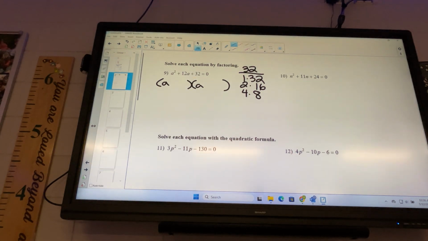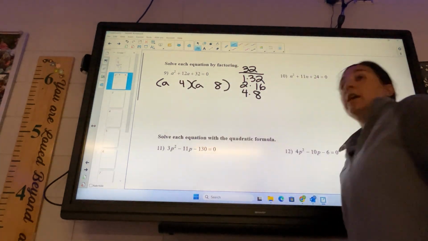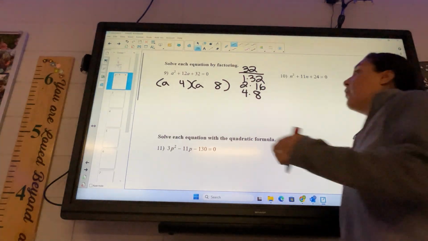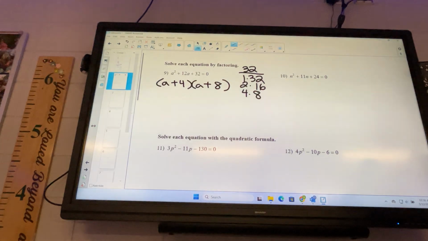Where should you be checking from? The bottom. Okay? So we got 4 and 8. I need a positive 12. This is going to be plus plus. Okay, so far all of that is the same as what we just did.